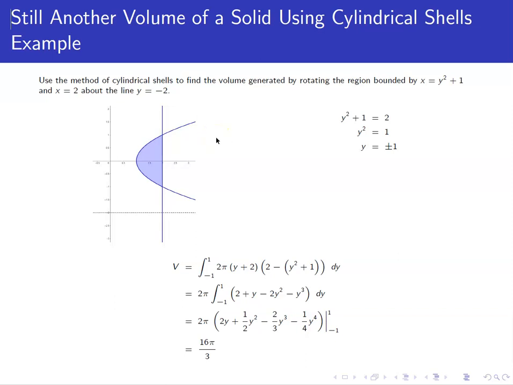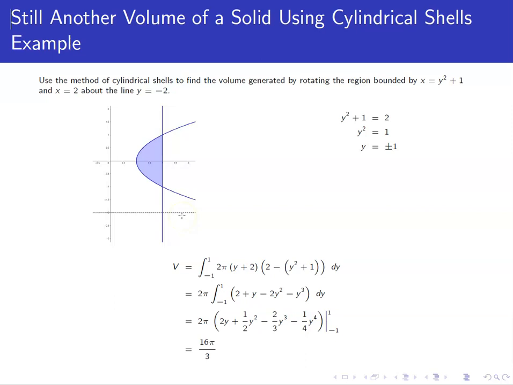In this video, we're going to do another example of finding the volume of a solid using cylindrical shells. But in this case, we're going to rotate around a line other than one of the axes. So we've got the region bounded by x equals y squared plus 1 and x equals 2, and we're going to go about the line y equals negative 2. So here's a graph of our region. Here's the line y equals negative 2.